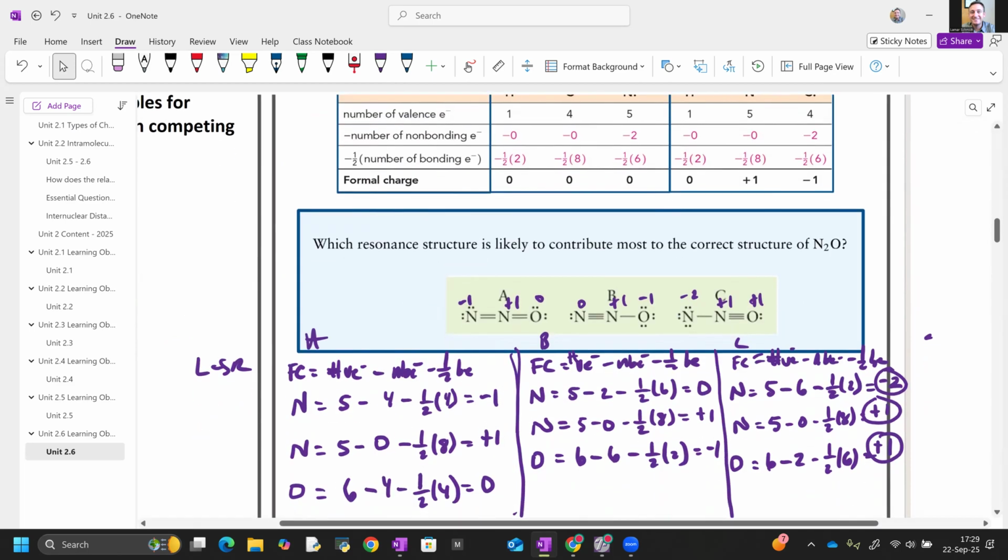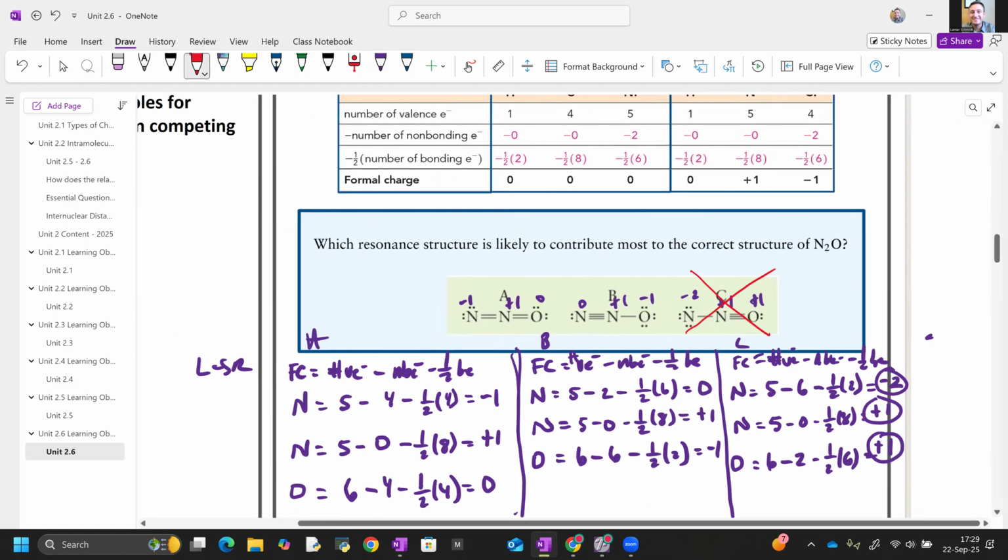So we can see that in structure C we see a -2 and a +1 and a +1. All of these have some numerical value other than 0. So the magnitude of the formal charges is greater in C, and so that would not be preferred. And we would eliminate C as being a preferred structure based off of rule number 3.